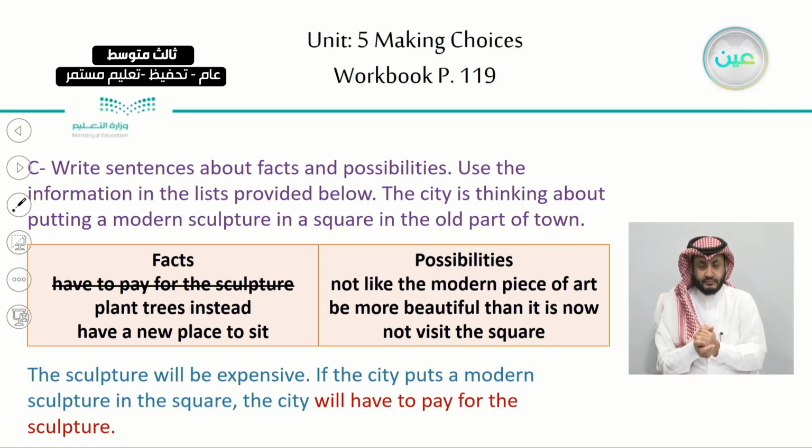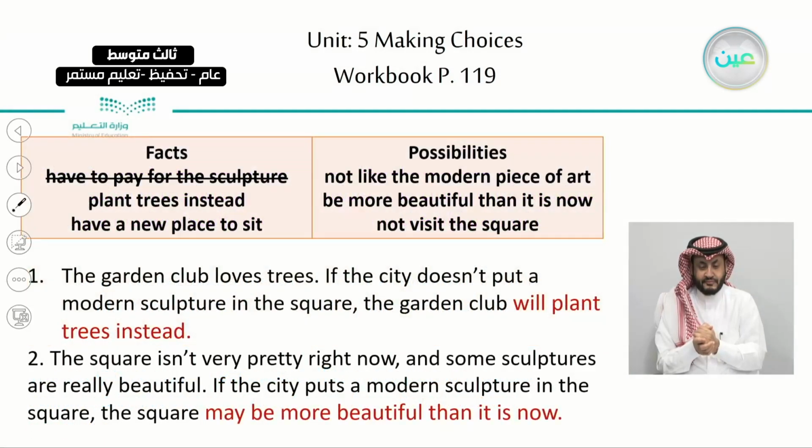We have other exercises, so you have to look at the facts and possibilities and try to match them. Okay, now let's see number 1. The garden club loves trees. If the city doesn't put a modern sculpture in the square, the garden club will plant trees instead. So for number 1, we will write will plant trees instead.